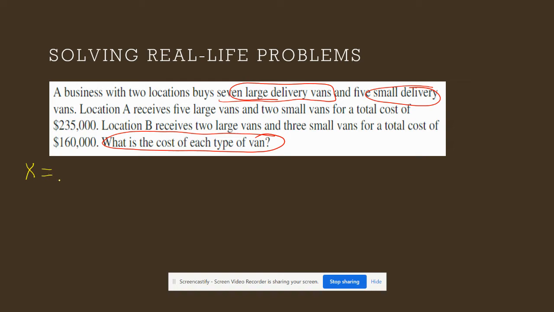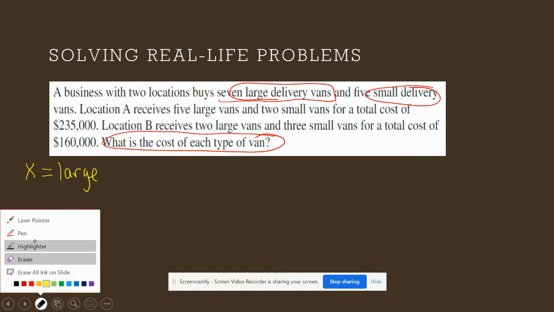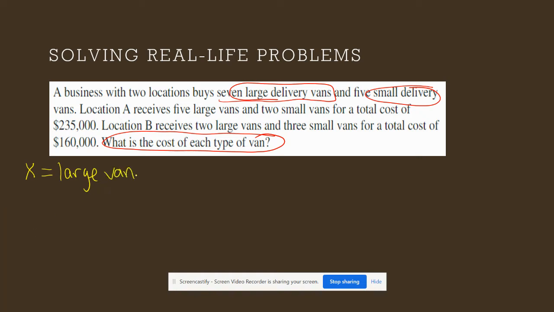So I'll say X is large van cost. I like that better. So large van cost. And Y is going to be small van cost. All right. So what do we have?